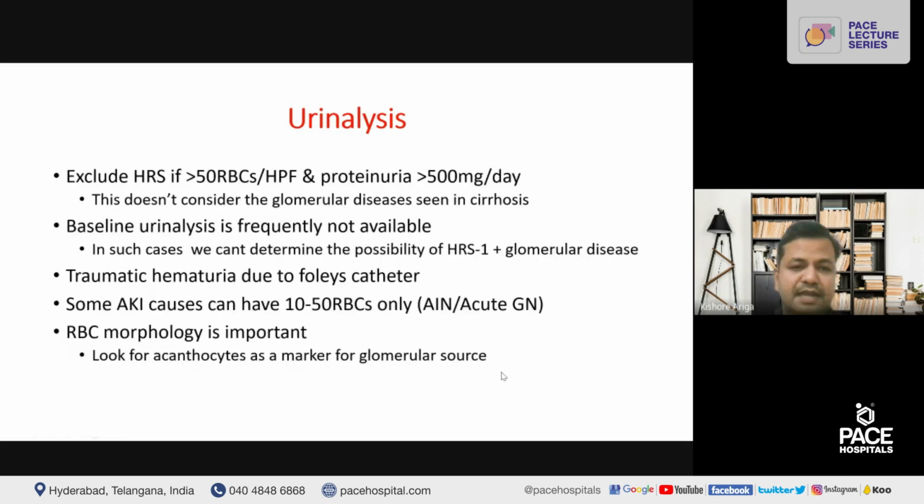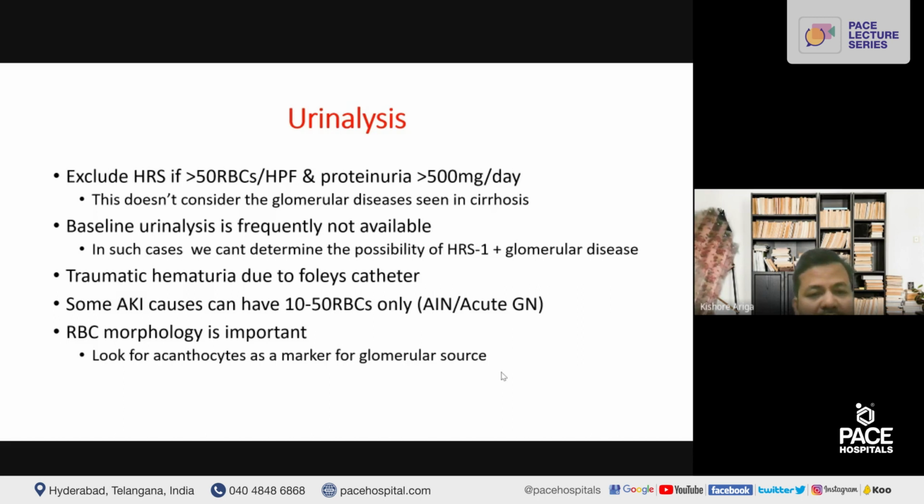Coming to urine analysis, according to the criteria, we need to exclude HRS if there are more than 50 RBCs per high power field and proteinuria more than 500 milligram per day. This doesn't consider the glomerular diseases which can be seen in these patients, like IgA nephropathy or NPGM. These glomerular diseases can cause more than 50 RBCs and more than 500 milligram per day proteinuria. So if we don't have a baseline urine analysis of these patients, we can miss an HRS1 diagnosis in these patients. So we need to keep this in mind.